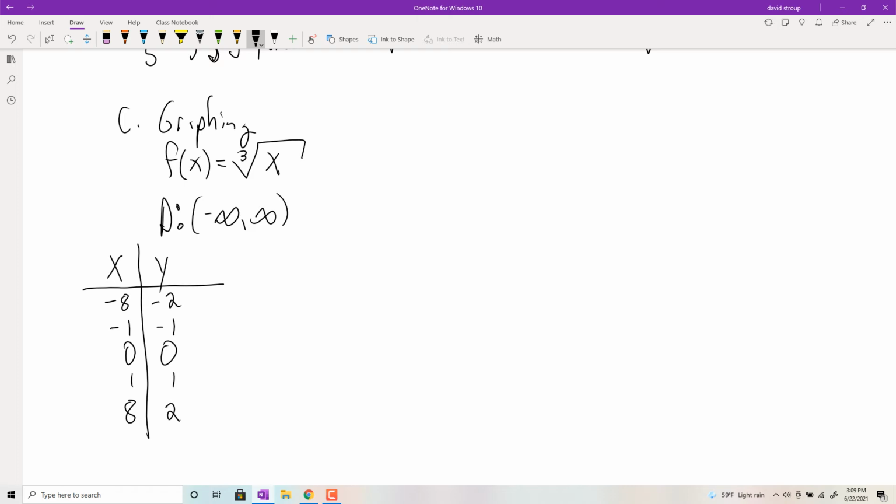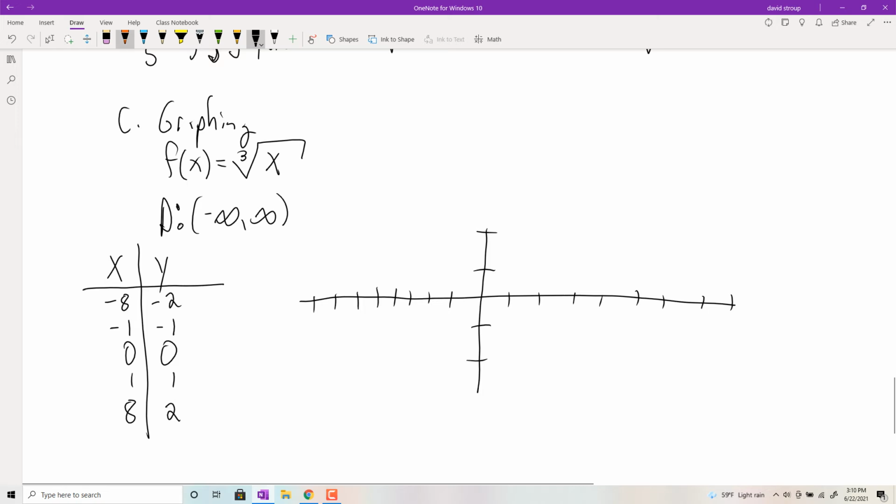Then I can come over to my xy plane. And it looks like I have to go 1, 2, 3, 4, 5, 6, 7, 8, and then 1, 2. Then I'll draw my dots. So negative 8, down 2 is about right here. Negative 1, negative 1 is here, 0, 0, 1, 1, and then 8, 2. And it looks like this.